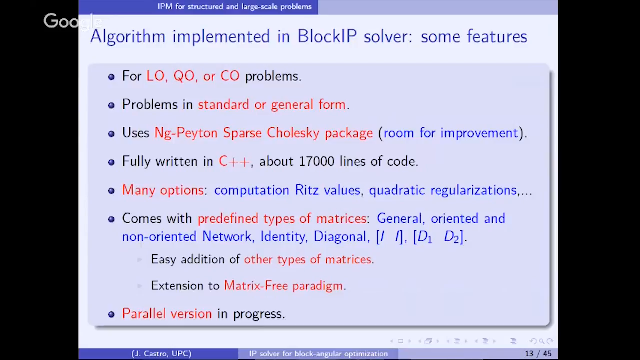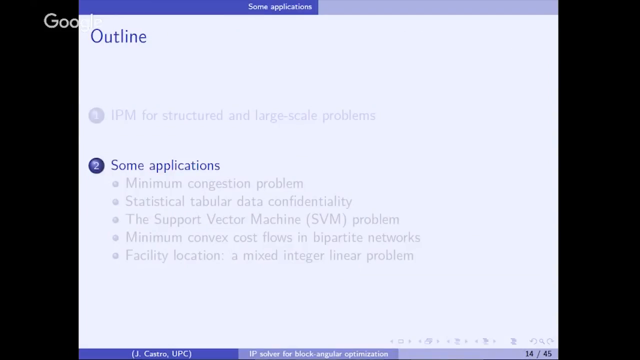It's in C++. Well, for you, maybe this is not a huge number. For me, it is, okay? That's for me a lot of lines of code, okay? We have several options. We implemented it considering different predefined types of matrices because we have to work with different types of matrices. We have general matrices, oriented and non-oriented network matrices, identity, diagonals, whatever. We have a parallel version. It was quite good. Using OpenMP, it worked very well because we have different blocks. So, well, now I'm going to go to the second part.